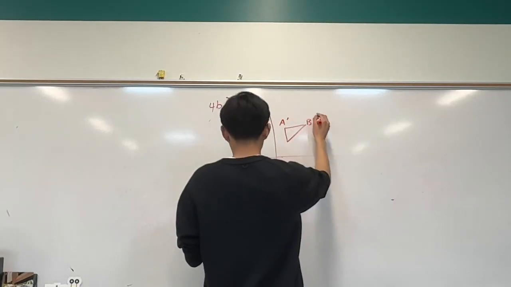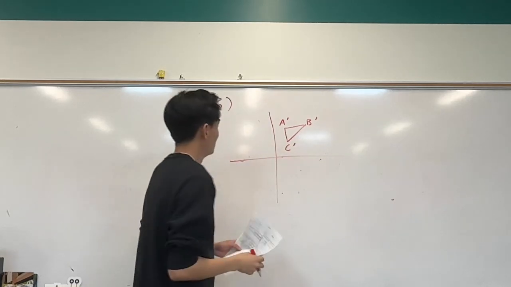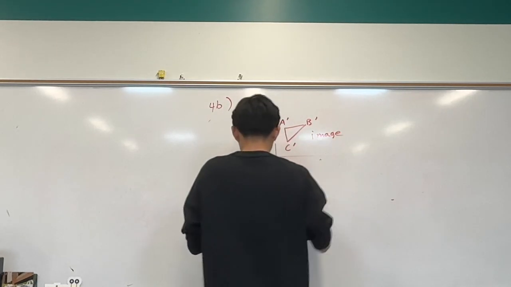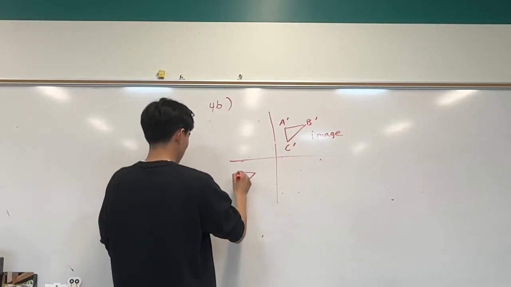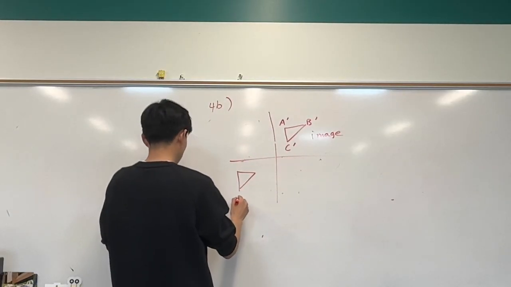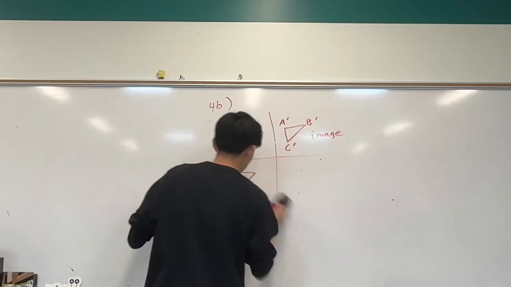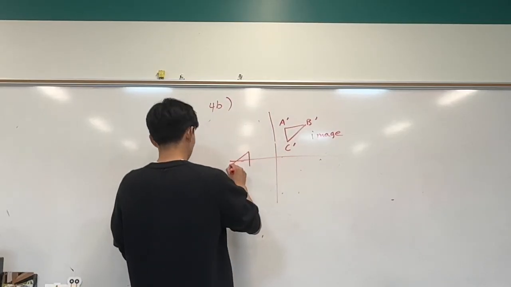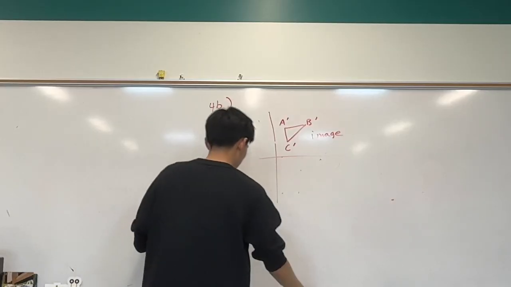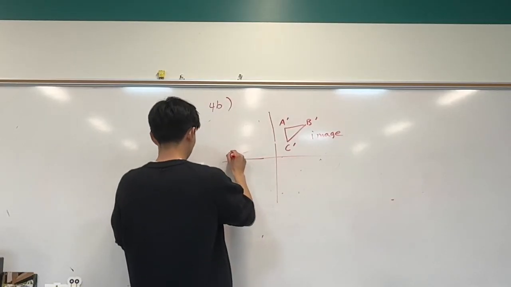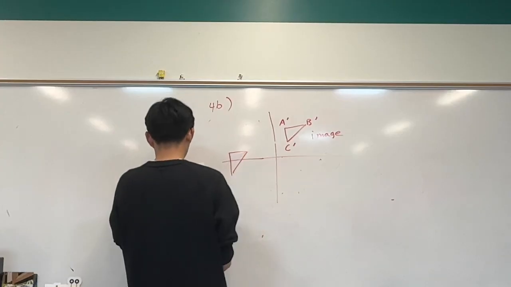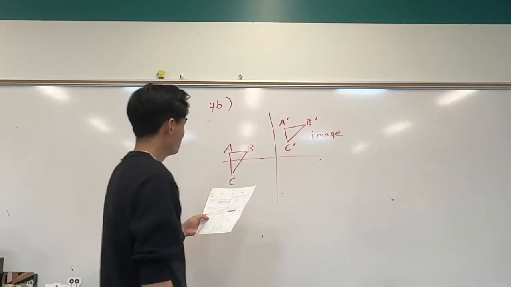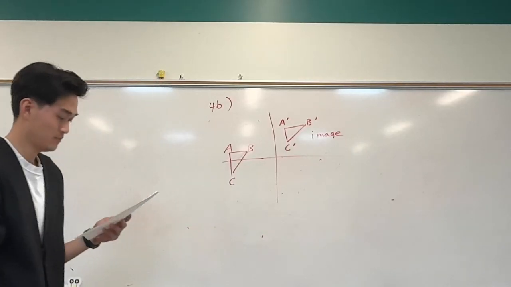A prime, B prime, C prime. Okay, this is prime, so I know this is my image. And there's another triangle right here. I'll try to draw it as accurately as I can. This is C. Oh, that's not it. It's over here somewhere. This is C, this is A, this is B. Okay.